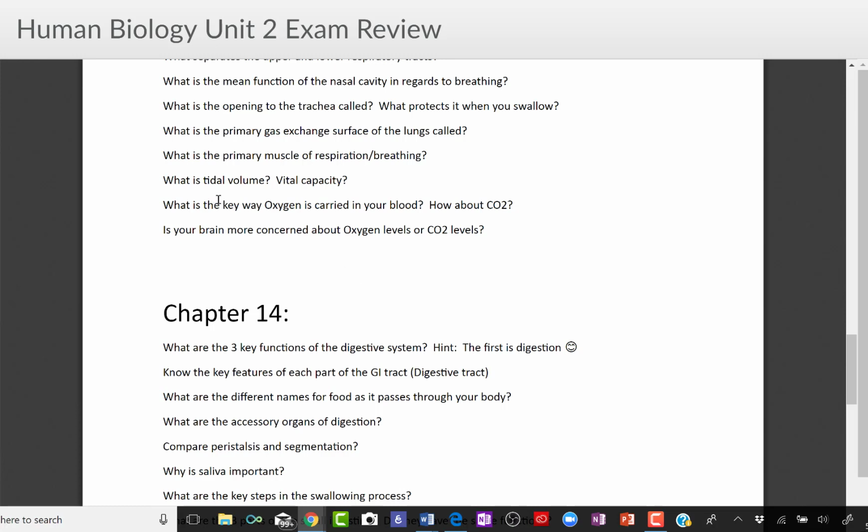What is vital capacity? There's a video you should be watching about your lung volumes and capacities, but tidal volume is how much air you move during a normal quiet breath, and it's usually about 500 milliliters. So a normal breath in, normal breath out, that's your tidal volume. Vital capacity is how much air you can move. If I give you a spirometer or a peak flow meter and I say take the biggest breath you can and blow as hard as you can, blow all the air out you can, that's your vital capacity.